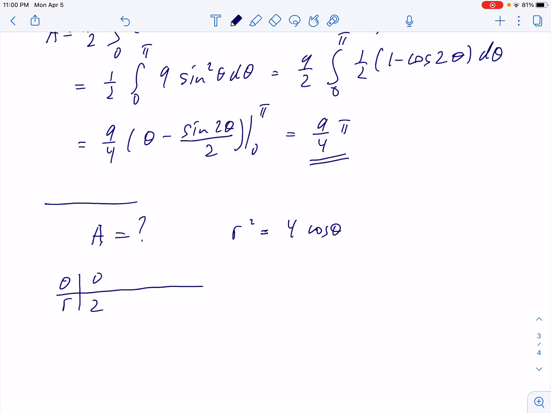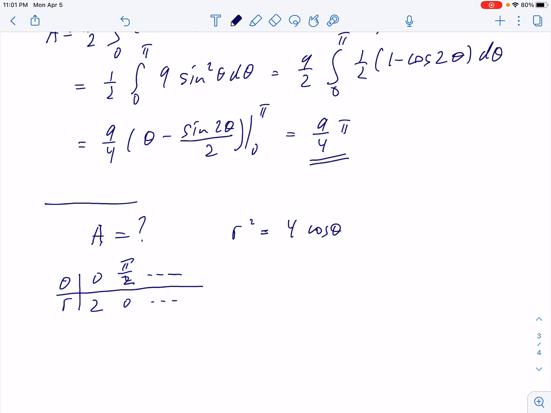Moving from 0 to pi over 2, cosine becomes 0, so the radius will be 0. Then from pi over 2 to pi, the cosine becomes negative. All the way to 3 pi over 2 it's negative, so we have just to skip this interval. We don't have values for the radius here because it will be a complex number.